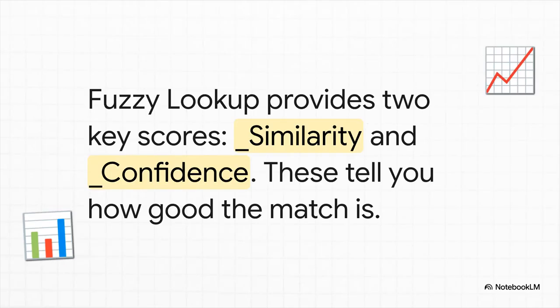And here's what it gives you back. Two really powerful scores. The similarity score is pretty straightforward. It answers how similar are these two strings of text. But the confidence score, that one goes deeper. It answers the question, how certain are we that this is the absolute best possible match in the entire dataset?